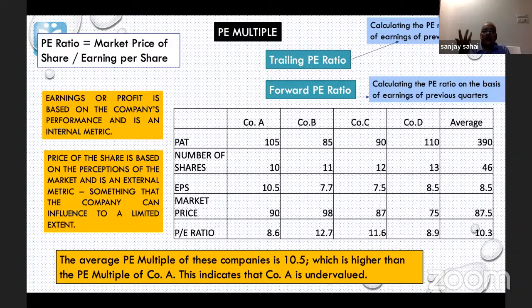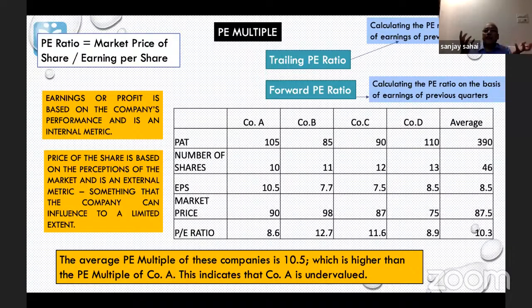So essentially, the market price, when it is 98, is telling you that the market is willing to give you 12.7 times the actual EPS of the company. And then you can see the same thing for company C, company D. And if you do an average, you reach 10.3. What is this average? It is the average of all these. I get 10.3.